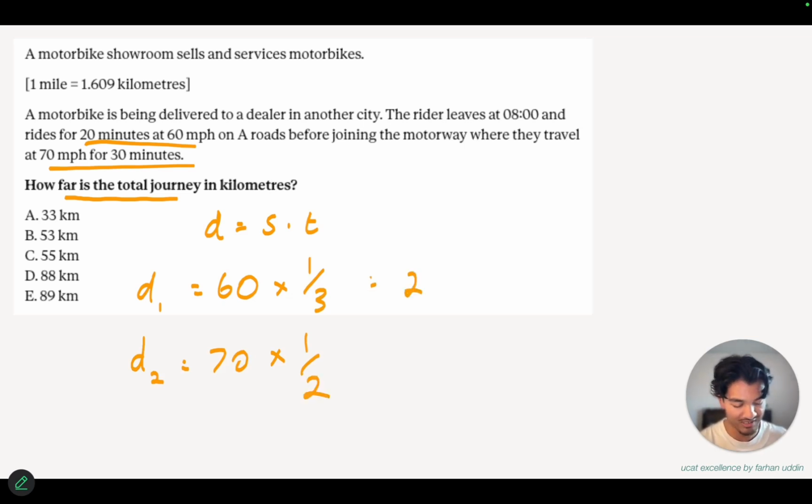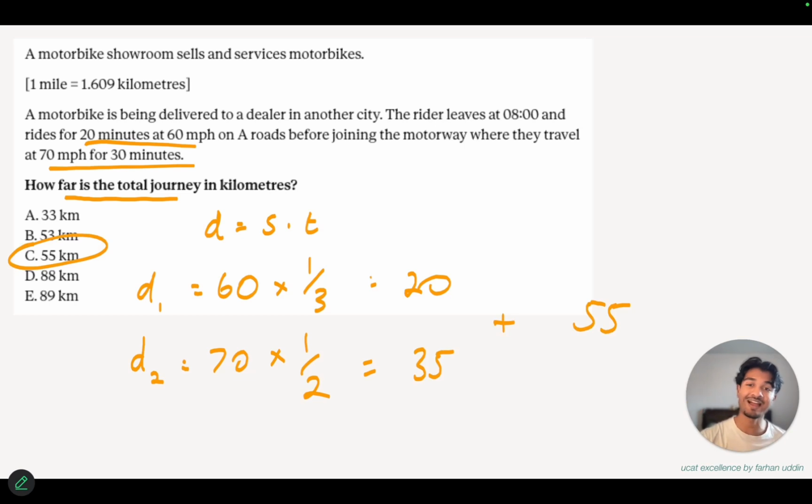That gives us 20, that gives us 35, and we can add these together to give us our answer of 55. We'd select C and move on, except if you did that, then you fell into the trap. Because what this is looking for is the journey in kilometers. And what we've just found is our answer in miles. So always keep in mind what value you've got in front of you.